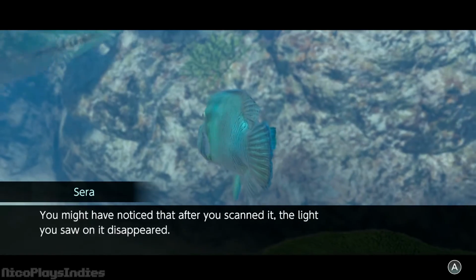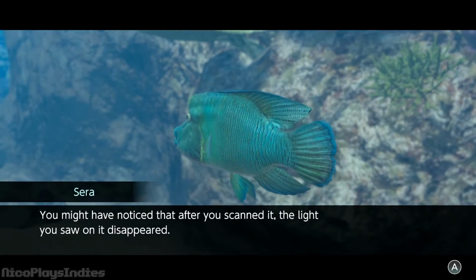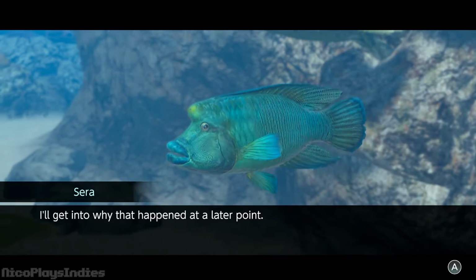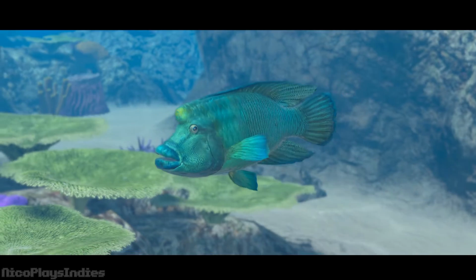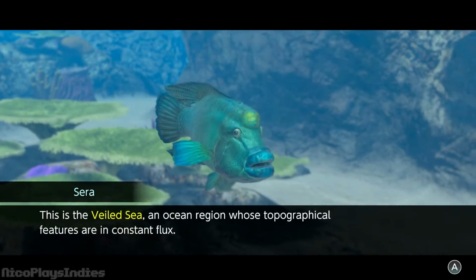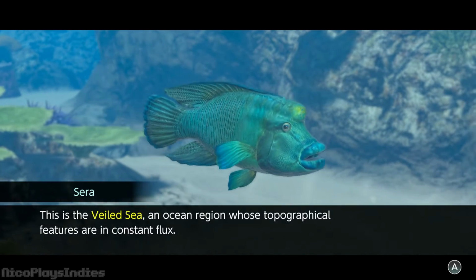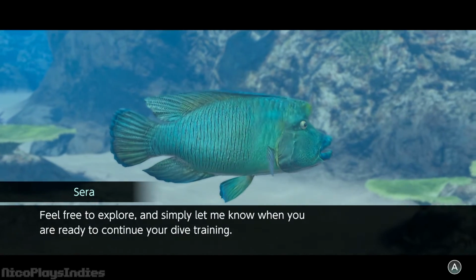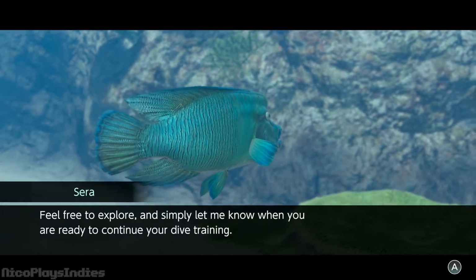You might have noticed that after you scanned it, the light you saw on it disappeared. I'll get into why that happened at a later point. This is the Veiled Sea, an ocean region whose topographical features are in constant flux. Feel free to explore, and simply let me know when you are ready to continue your dive training.